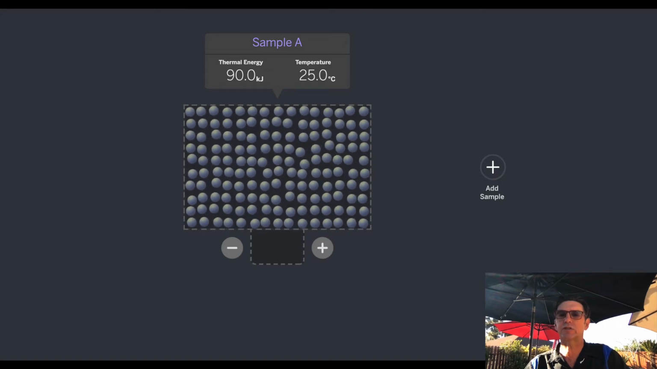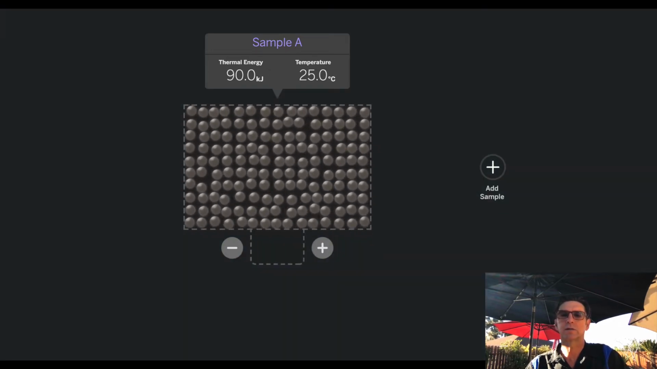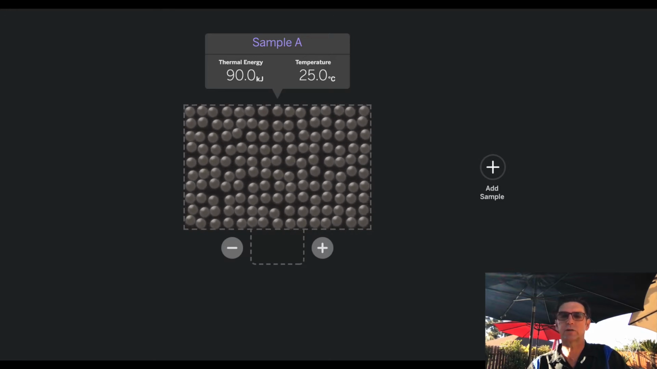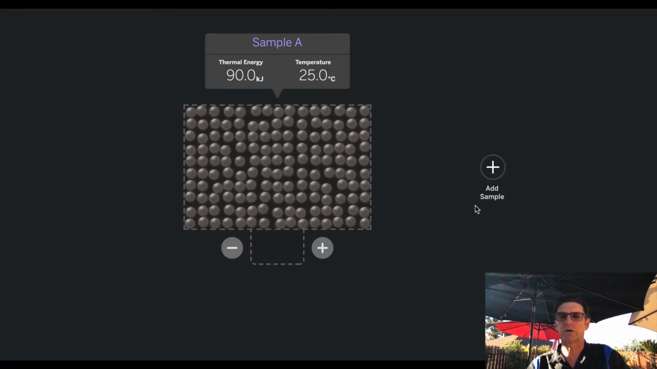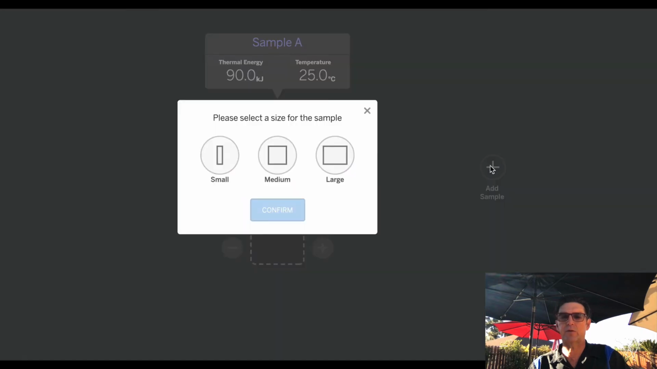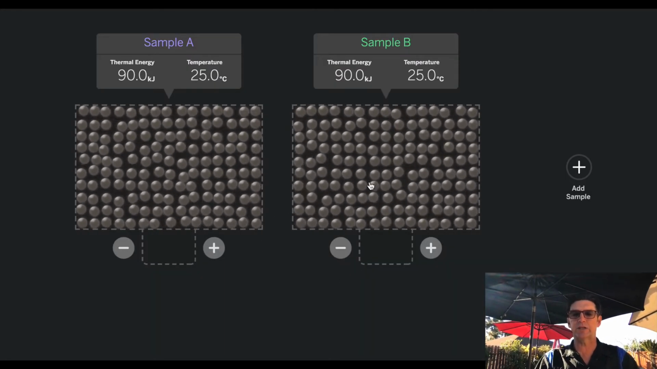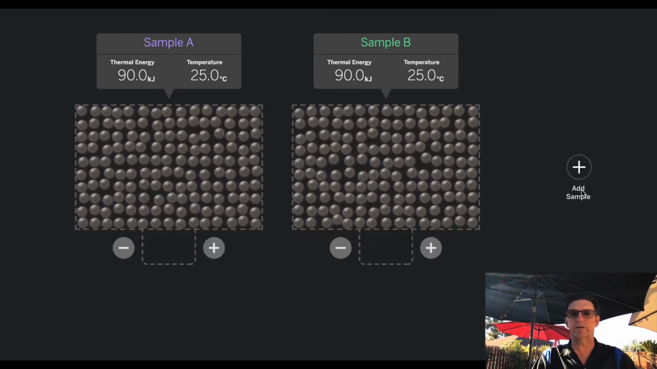View kinetic energy. High. Those things are moving. View energy transfer. So here, remember, we can add another sample. Let's go large again. Confirm. And they're not touching, and I'm pretty sure we can move them together to see things.